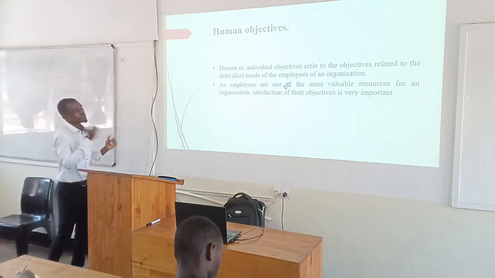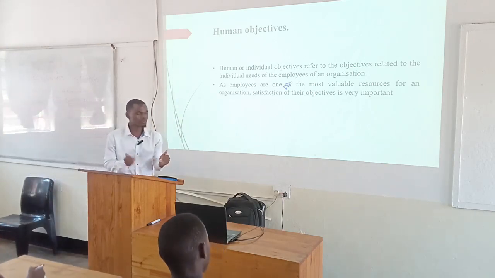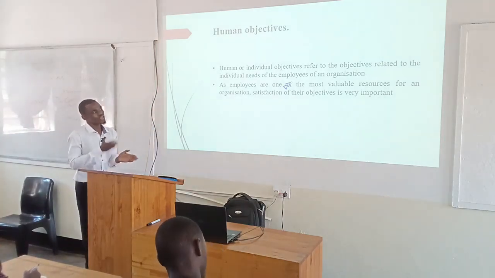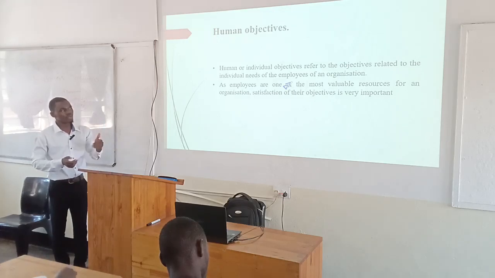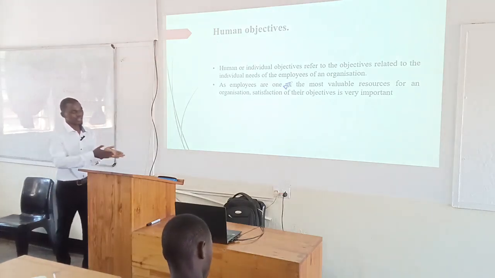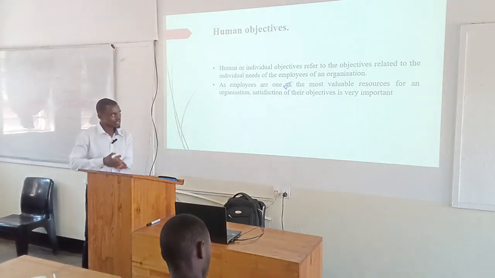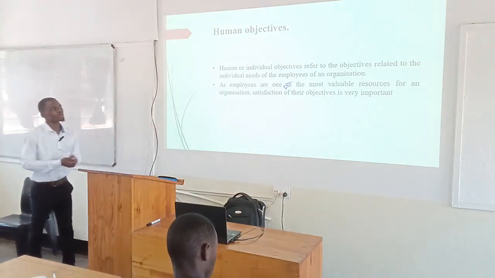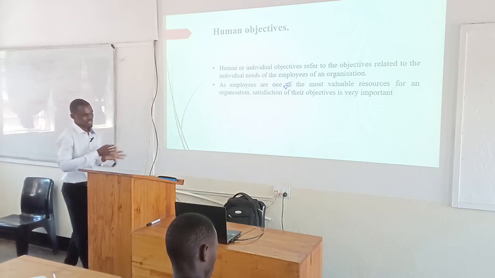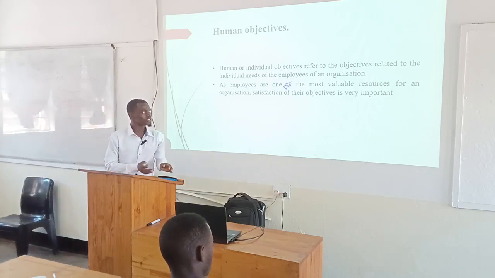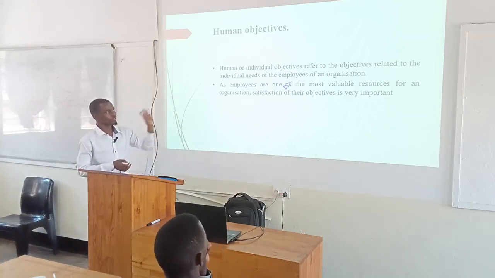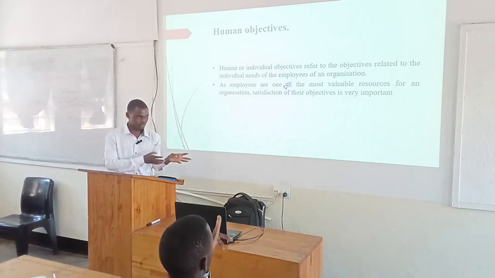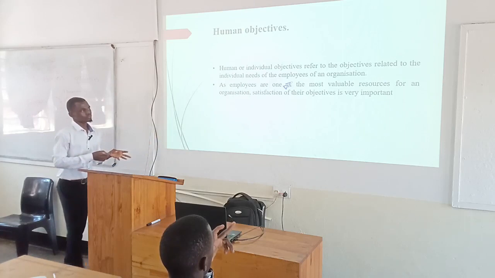So it means the organization has to come up with objectives that are aimed at satisfying employees because they know that employees are their most important stakeholder. So apart from the customer, the other important stakeholder is the employee. So as the organization, we have to come up with objectives, and these objectives have to be aimed at meeting the needs or satisfying the needs of these employees.